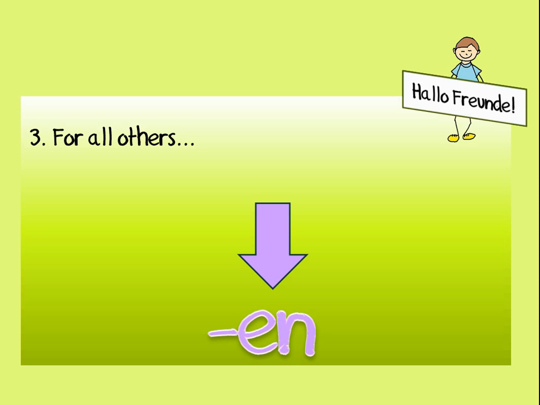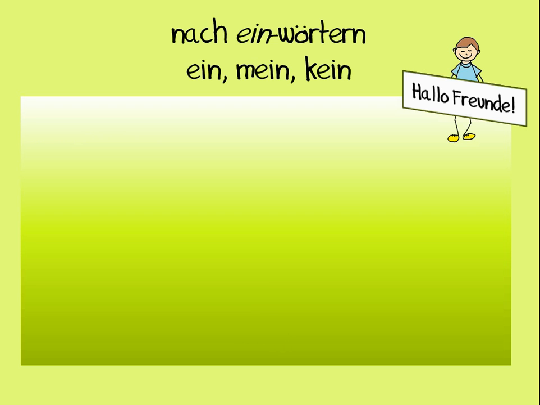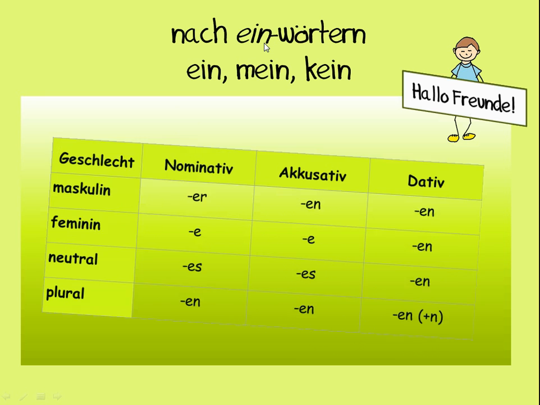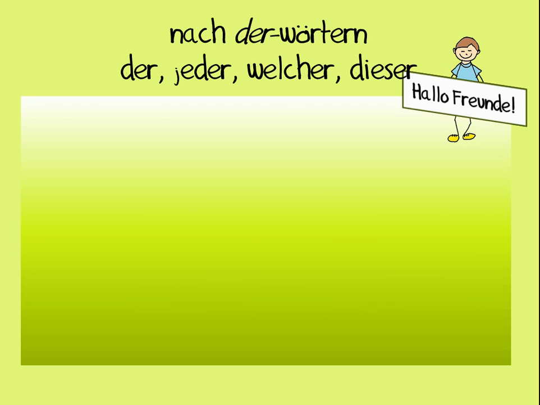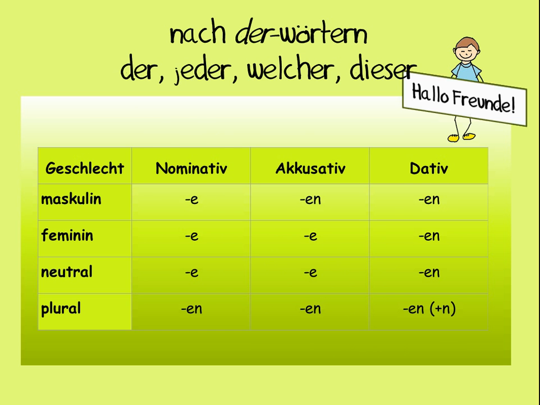Okay. And for those of you that love charts, here are the charts. After ein words, you have the following endings. Let me point out again, ein words are ein, mein, and kein. And mein includes the whole list of possessives, mein, dein, sein, and so on. Okay? And you can pause it if you need to. Nach der Wörtern, after der words, we have these endings. Okay, and then you can pause it and think about the 3 rules that I've given you, and how these apply in those charts.